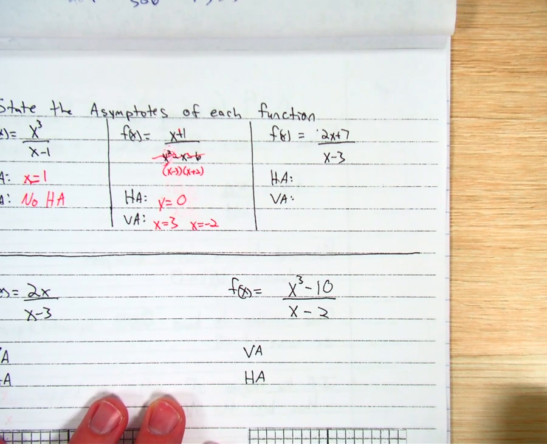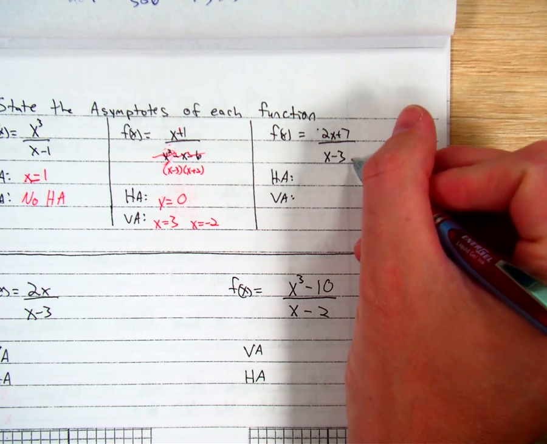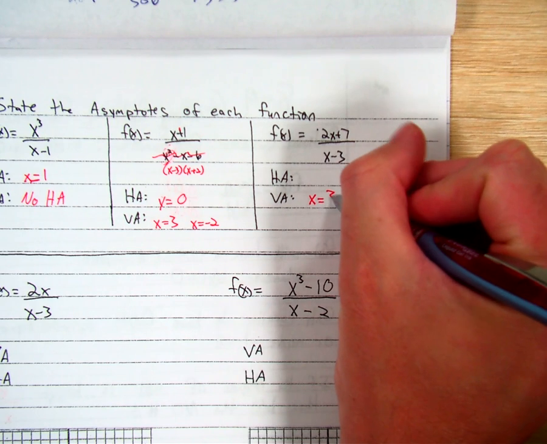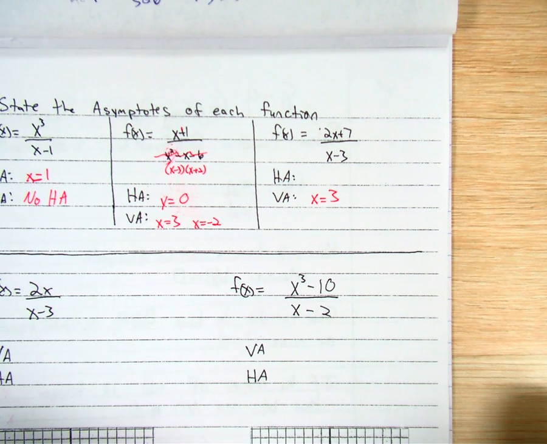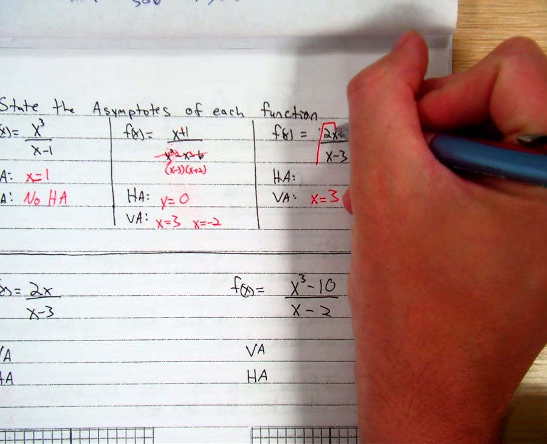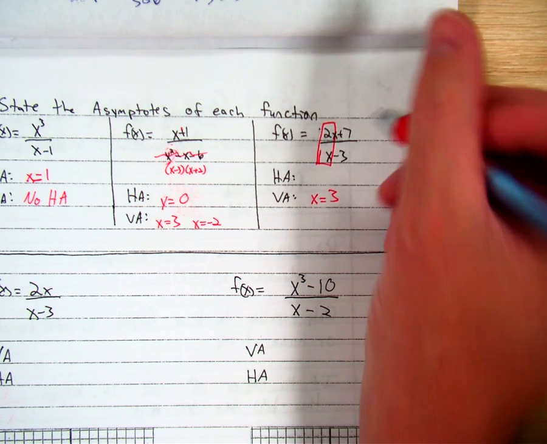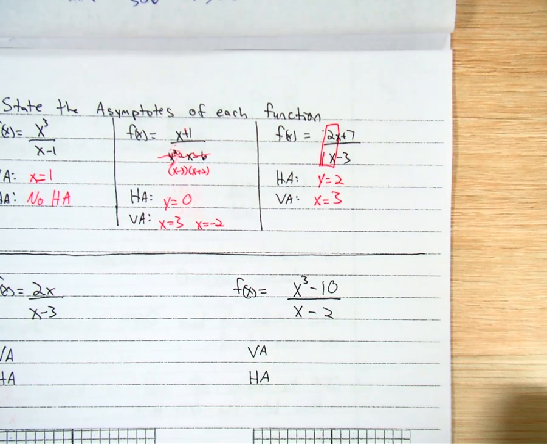Third one, let's have you push pause and give that one a go on your own. Welcome back. X minus 3 on the bottom, we cannot have 3. So that's where our vertical asymptote is, 3. Horizontal asymptote, we got a tie, 2x to the first on top, x to the first on the bottom. When it's a tie, we compare the coefficients. And this is really a 1x. So we have 2 over 1 for just 2.